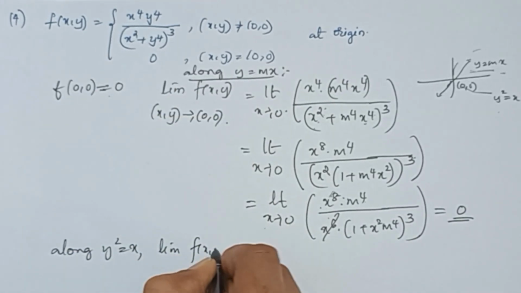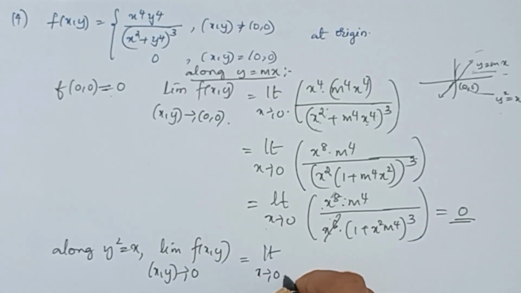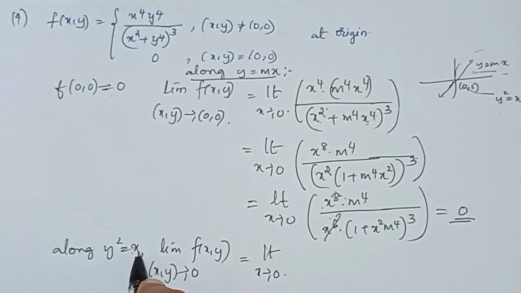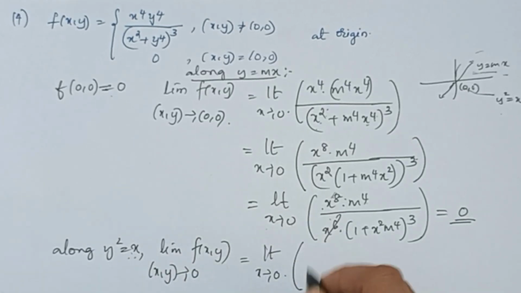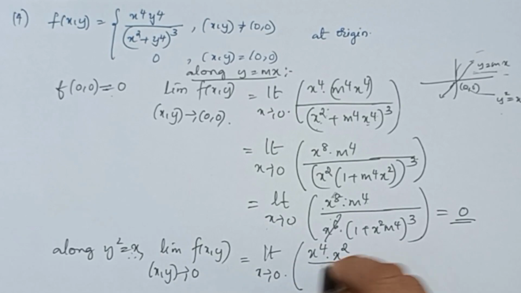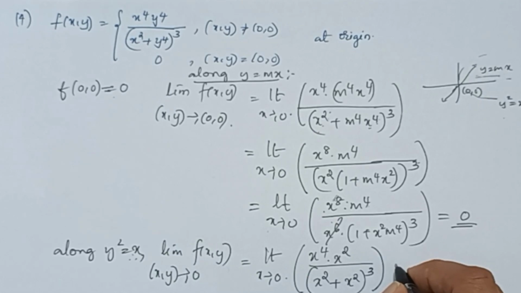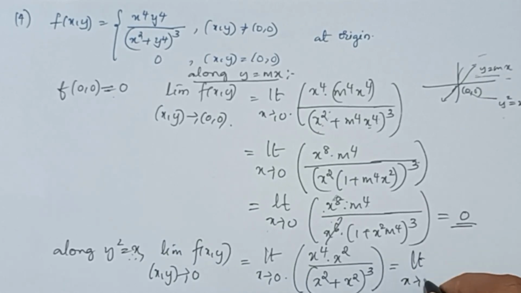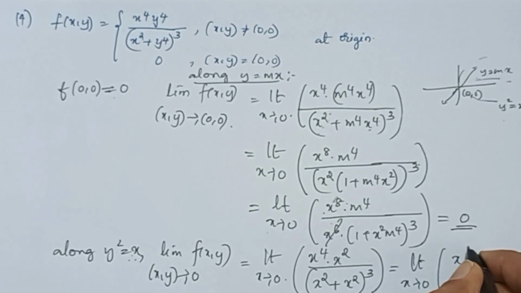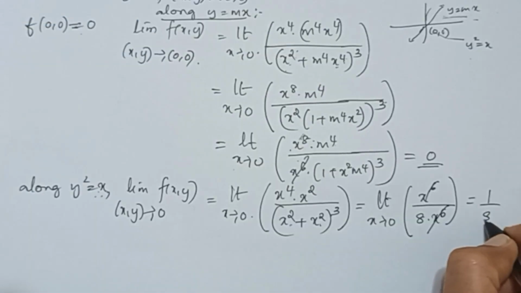Limit of f of x comma y as x comma y tends to 0, this is equal to limit as x tends to 0, because y square equal to x, when x tends to 0, y also tends to 0. So x power 4 into y square is x, y power 4 is x square, divided by x square plus x square whole cube. So this is equal to limit as x tends to 0, this is x power 6 divided by 2x square whole cube. So 2 cube is 8. X square whole cube is x to the power 6. X power 6 cancels. The value will be 1 by 8.